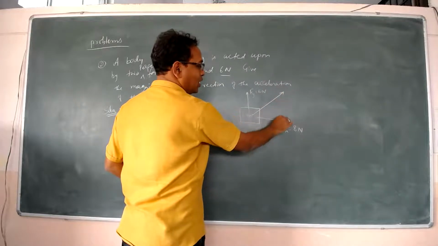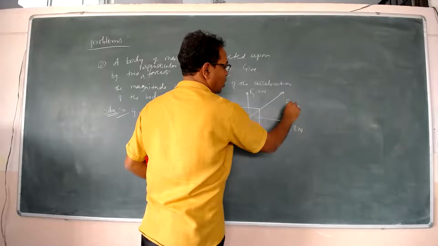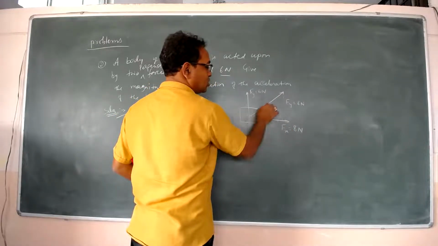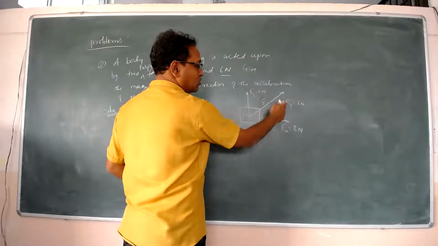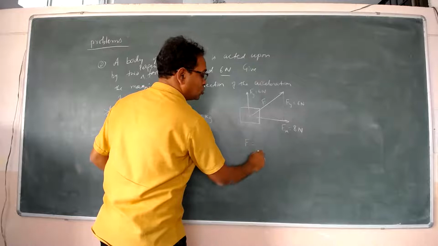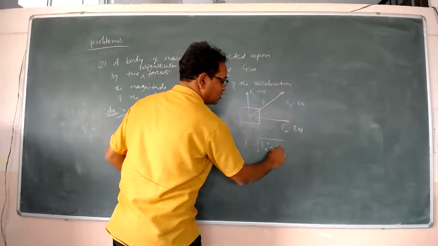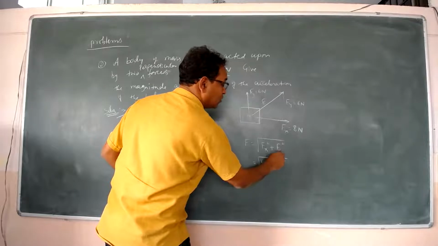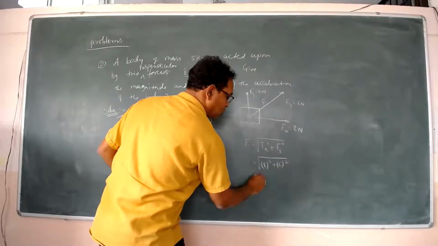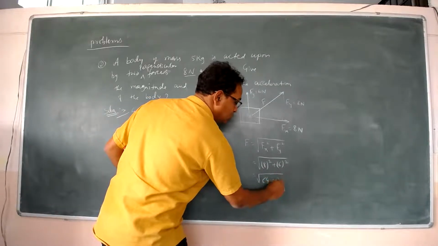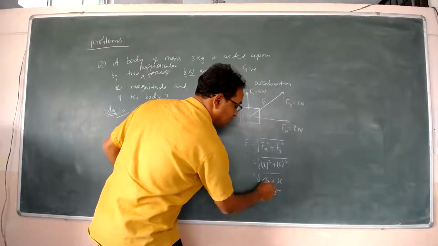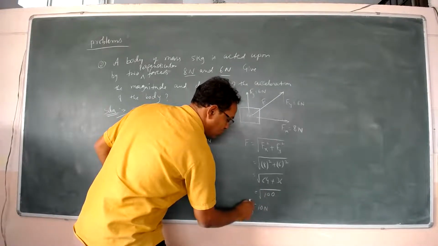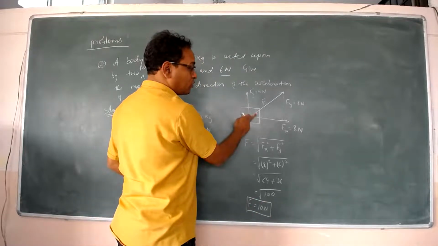So from this, if I draw one more line like this, if this is Fy, this is also Fy equal to 6 Newton because these two are parallel. So now say the resultant of this Fx and Fy, say that is F. From this right angle triangle, I can say F is equal to root of Fx square plus Fy square. Fx is 8 square plus Fy is 6 square. 8 square is 64, this is 36, so it will become 100. Therefore, F is equal to root of 100, which is 10 Newton. So this much resultant force is acting.